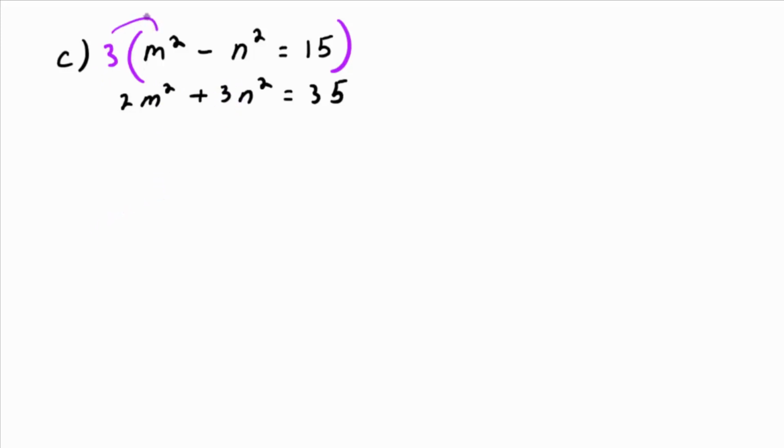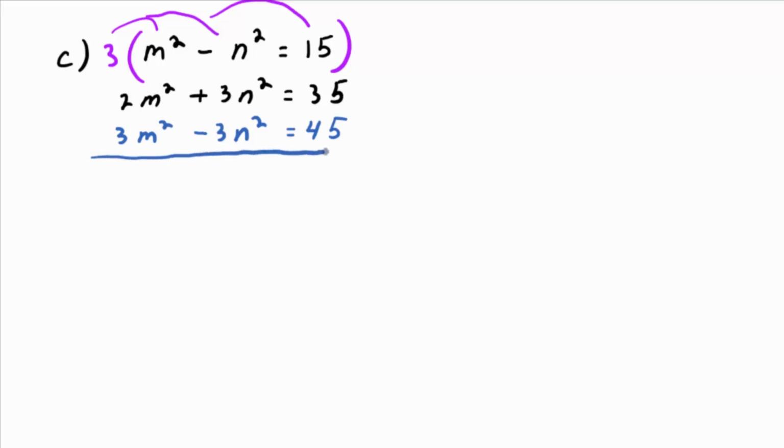Now, if we go ahead and distribute that 3 to each term, even the right side, what do you get? 3m squared minus 3n squared by design, right? Equals what? 45. Okay. So what happens when you add everything together? So you get 5m squared equals what? What's 35 plus 45? 80.